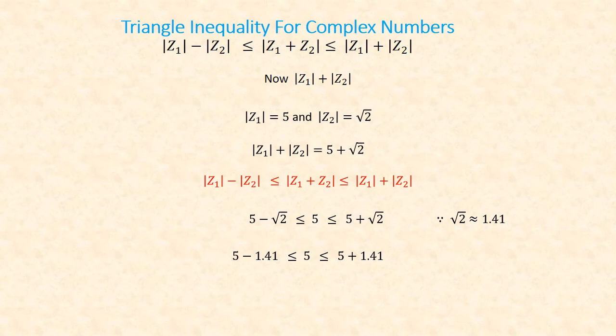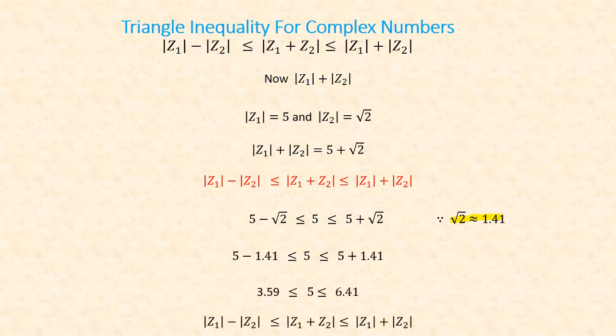Now the approximate value of square root of 2 is 1.41. This is not the exact value but the approximate value. So I have replaced under root 2 with 1.41. 5 minus 1.41 is less than or equal to 5, which is less than or equal to 5 plus 1.41. 5 minus 1.41 is equal to 3.59. It is less than 5, and 5 plus 1.41 is equal to 6.41. Now 5 is less than 6.41. So we have verified the triangle inequality.